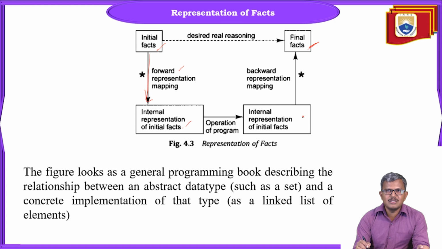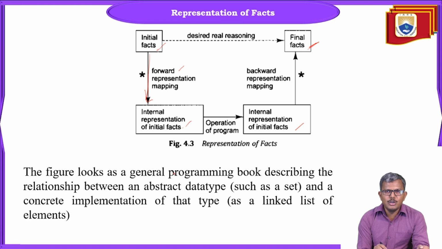If you could get the final facts from these internal fact representations, then we say it is a backward representation mapping. As we discussed, the mapping should not be one to one. It should definitely be many to many, and at the same time it should be two way. From the fact there should be an association towards the representation, and from the representations there should be a mapping towards the facts. So it needs to be represented in a circular way, not one way.